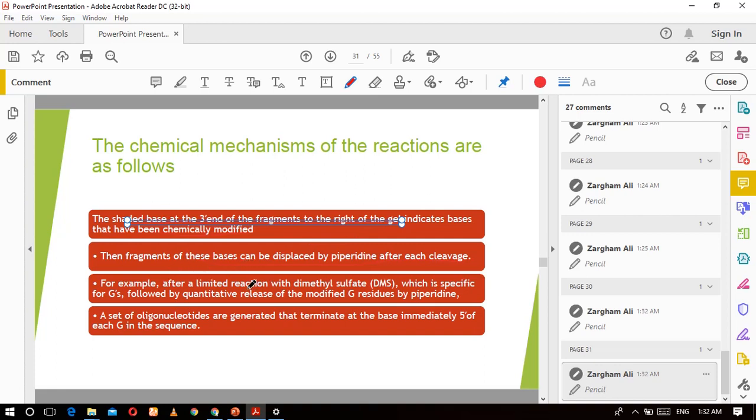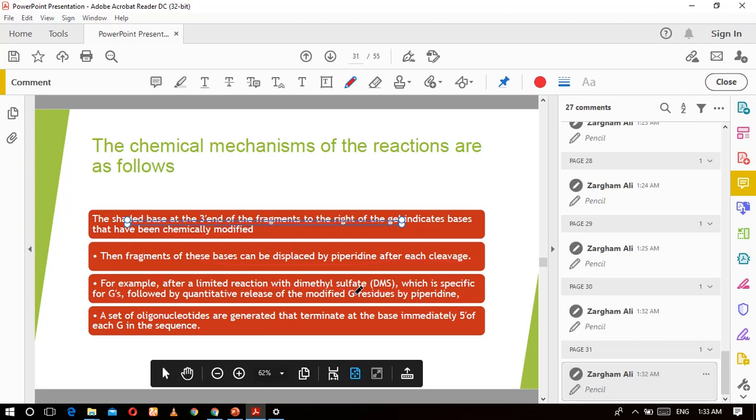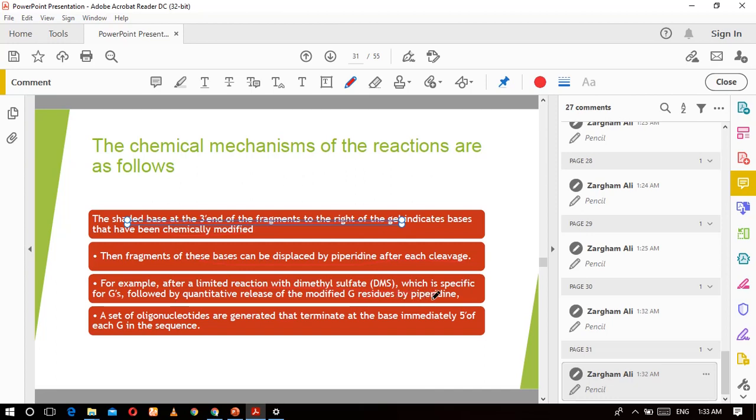As you can see, after a limited reaction with DMS, which is specific for Gs, it means Gs were removed with the help of DMS, and then these residues were cut by piperidine.